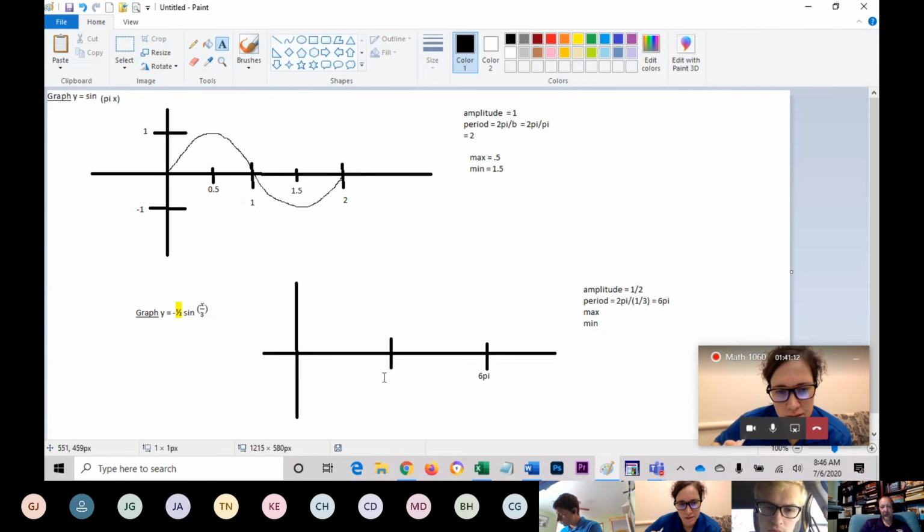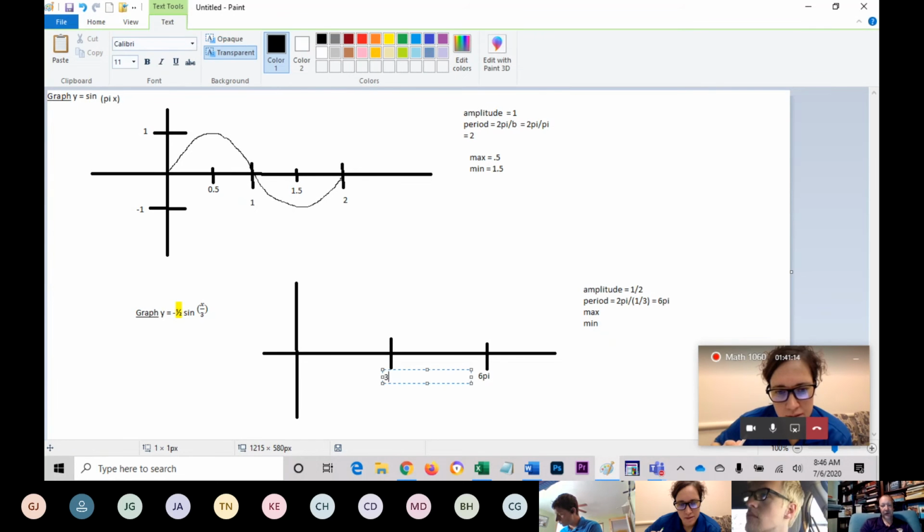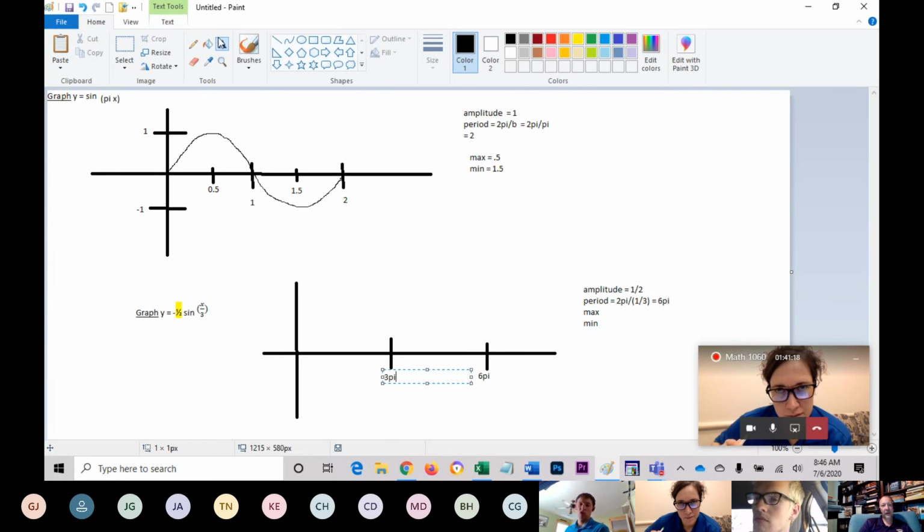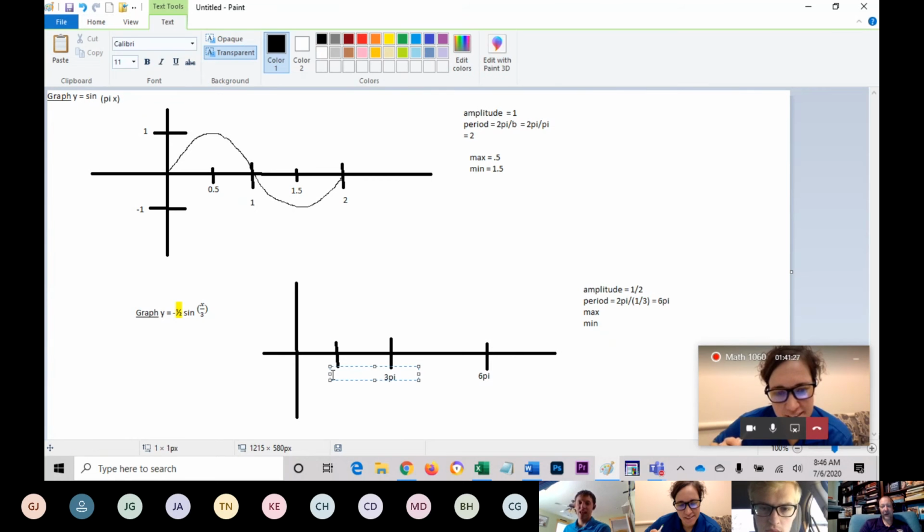So that'll be the next point that we want to see on the graph. And what's half of 3 pi? 1.5 pi, right? Or the better thing that you would say, you could put 1.5, but I'd rather you said 3 pi divided by 2. Okay? Which is 1.5 pi.